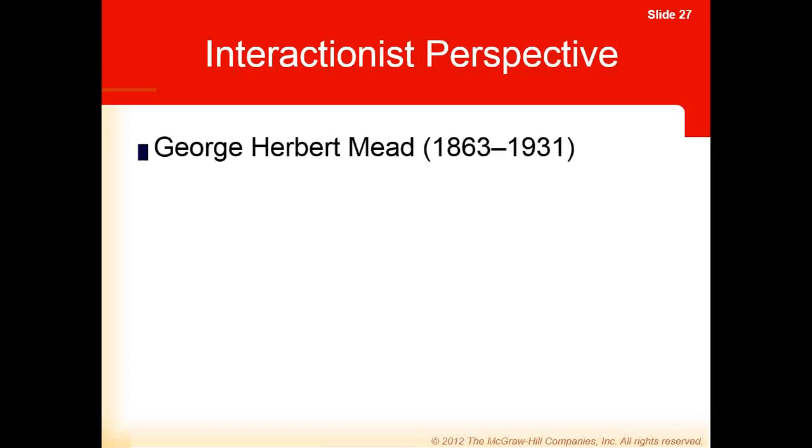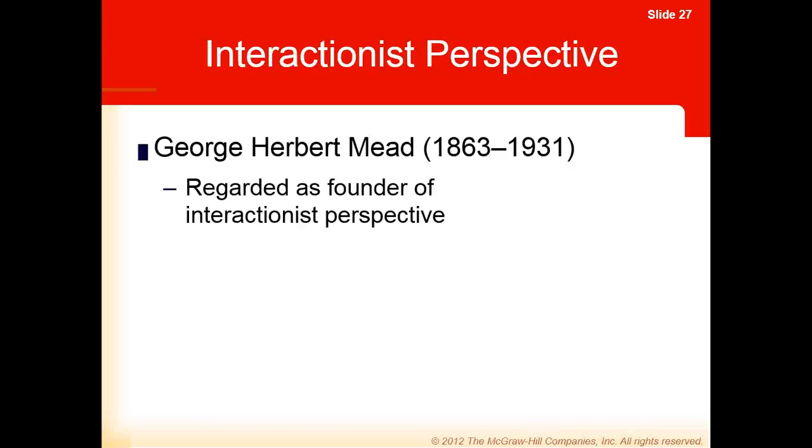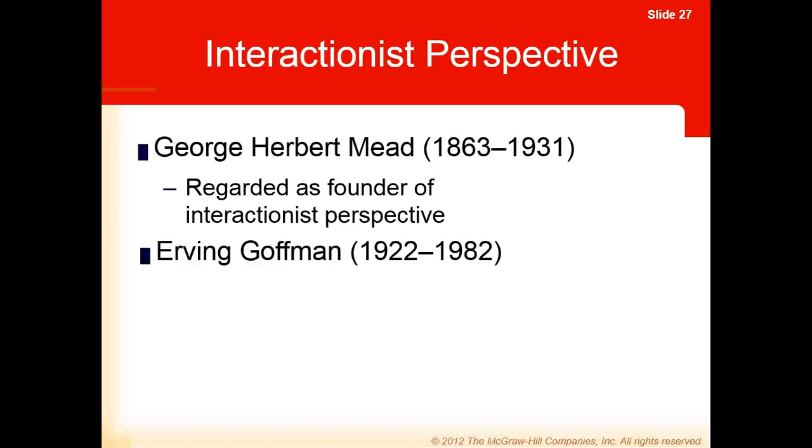One of the key figures in the symbolic interactionist perspective was George Herbert Mead, who was at the University of Chicago. He gave us the idea of the self. He extended what Charles Horton Cooley had done with the looking glass self and saw the self as the development of a social process. And Mead is regarded as the founder of the interactionist perspective.